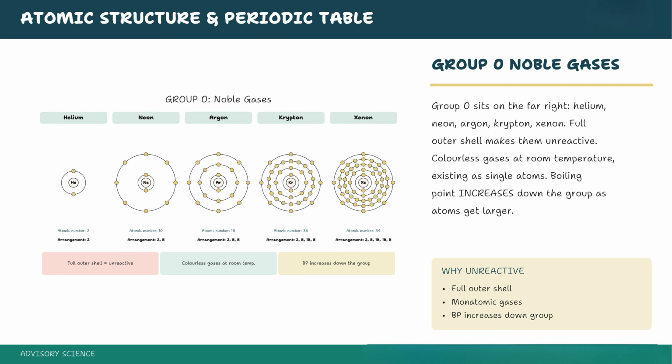In the exam, the classic question: why are group 0 elements unreactive? That question always wants the same wording, and it will be because they have a full outer shell of electrons. Remember, group 0, or the noble gases as they're also called, has nothing to gain and nothing to lose.